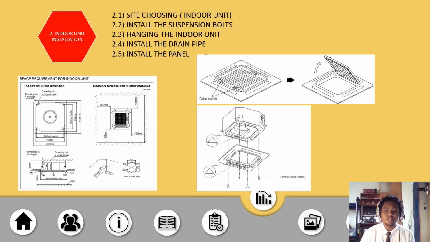So for the second step is indoor unit installation. First of all, we need to choose the site for the indoor unit, where the airflow is not blocked, the optimal air distribution is ensured, and the condensate can drain correctly and safely. Then we need to install the suspension bolt, hang in the indoor unit, install the drain pipe and install the panel. As you can see on the slide, the space requirement for indoor units, which is the size of outline dimension.